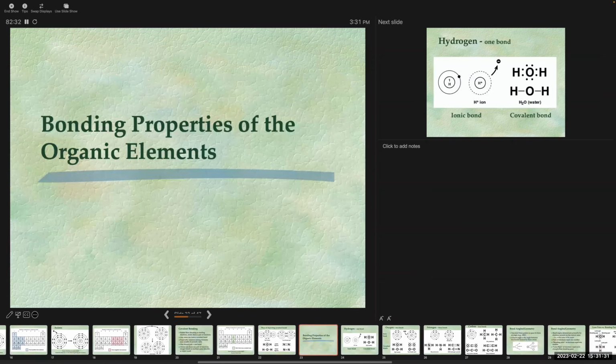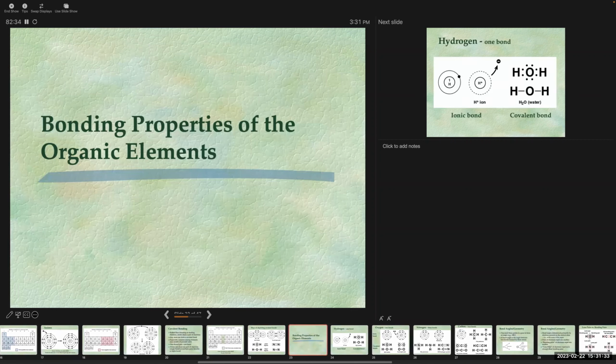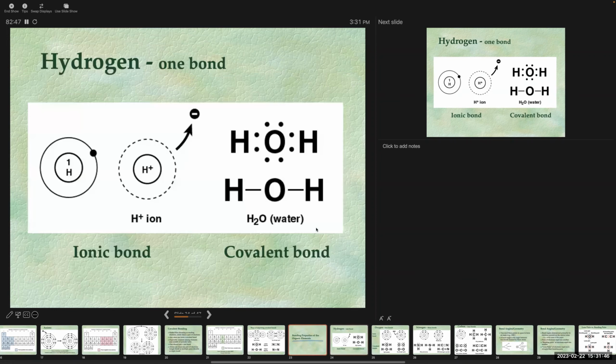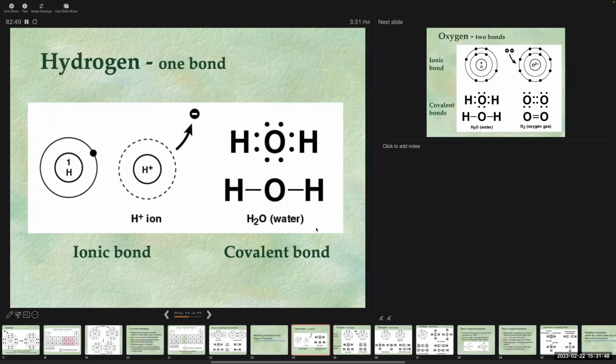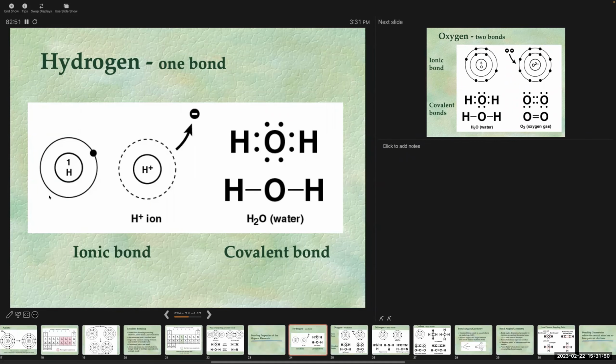So let's take a look at the bonding behavior, or the bonding properties, of the common organic elements, which would be things like hydrogen, oxygen, nitrogen, carbon, and we'll also look at a couple of ions as well. So hydrogen has an atomic number of 1, meaning its nucleus is just a single proton. And in the electrically neutral version, it has just a single electron orbiting.